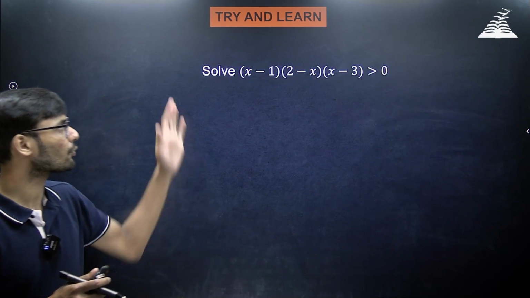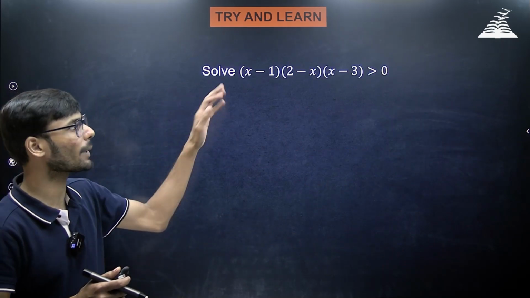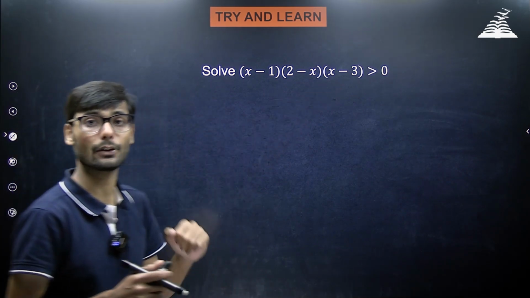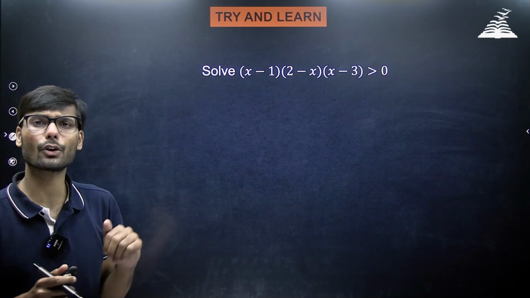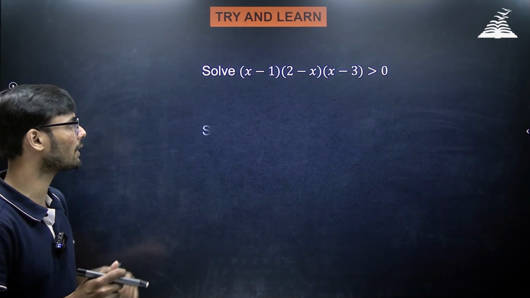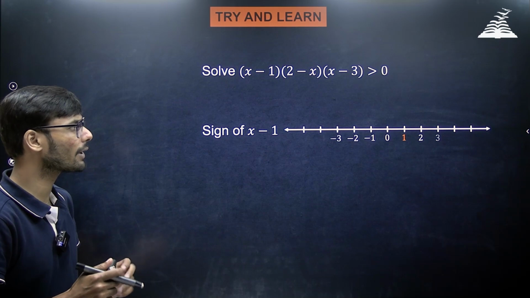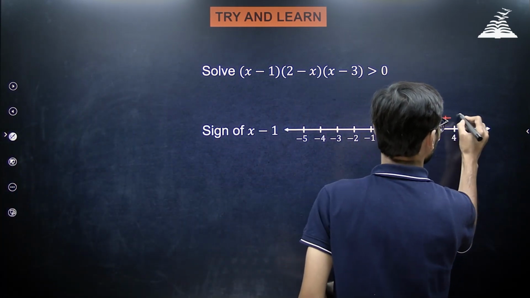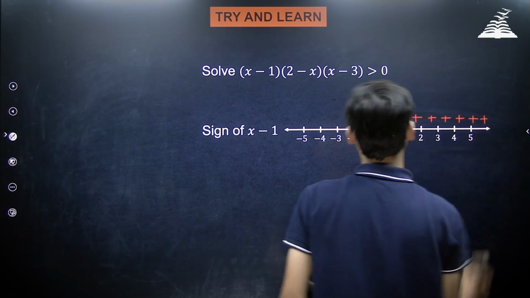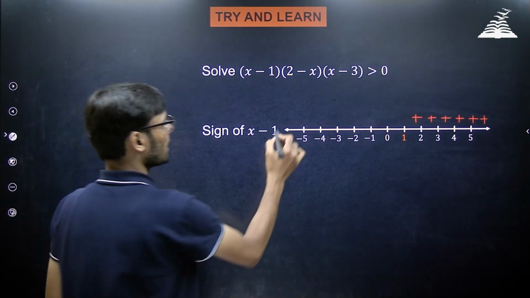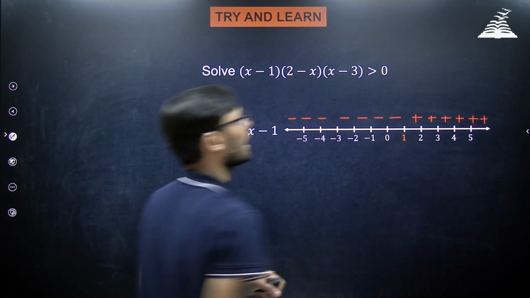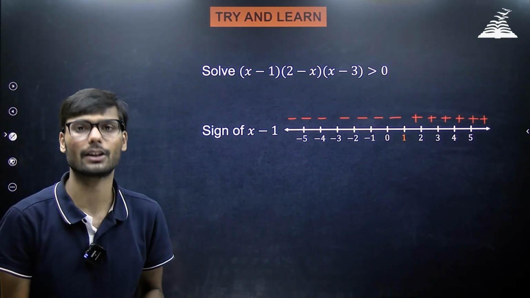Let us say we want to solve this inequation, (x minus 1) into (2 minus x) into (x minus 3) is greater than 0, right? The first thing that I'm going to draw here is the sign of x minus 1. We will plot a number line, and we know everything on the right hand side of 1: if you pick x from this region, x minus 1 will be positive, and if you pick x from the left side of 1, x minus 1 will be negative.